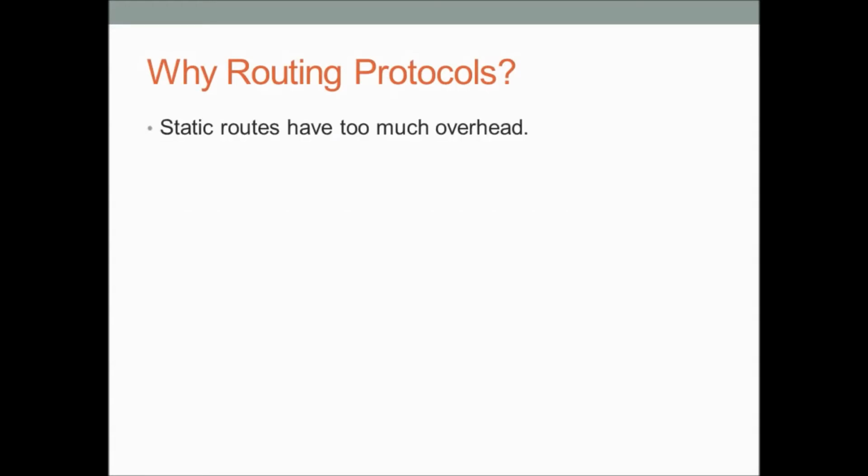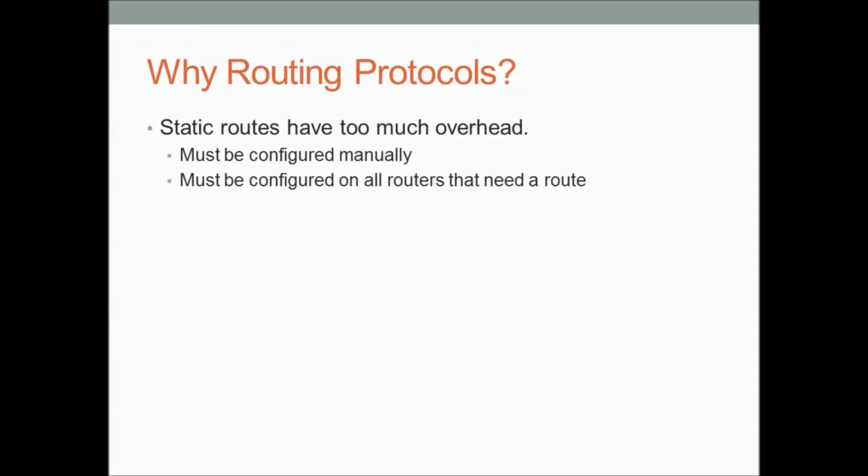Well, static routes, obviously, as we've talked about, have a lot of overhead, and they have to be configured manually. You need to configure them on every single router that needs a route to a particular network, and they don't really account for link failure very easily. For example, if a link goes down, the static route will still point across perhaps the failed link, and the static route may not recognize when a link has failed.